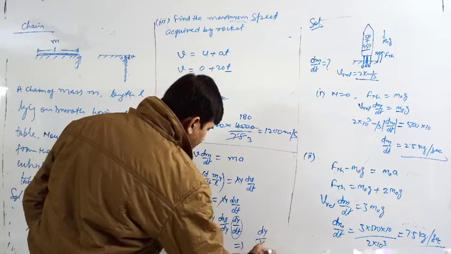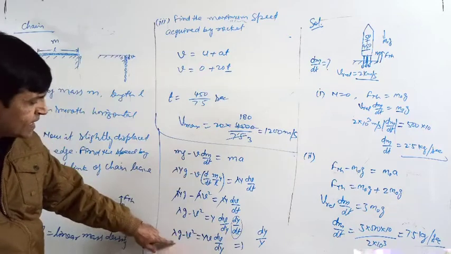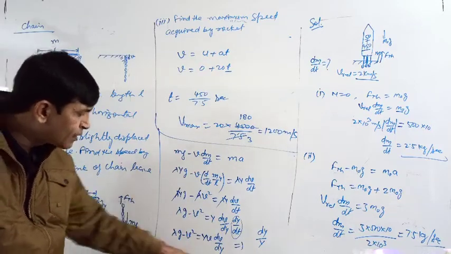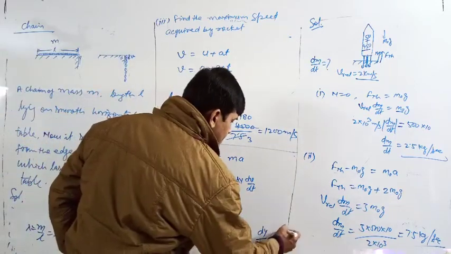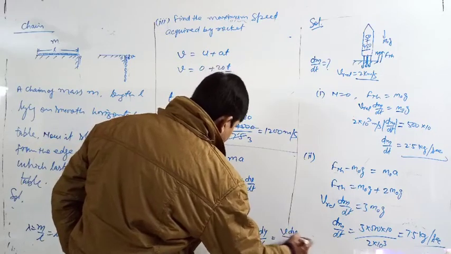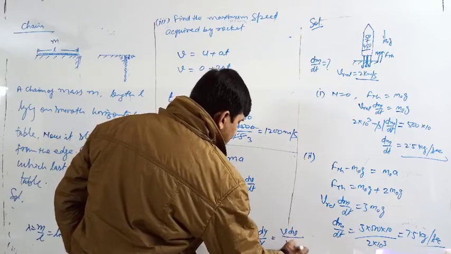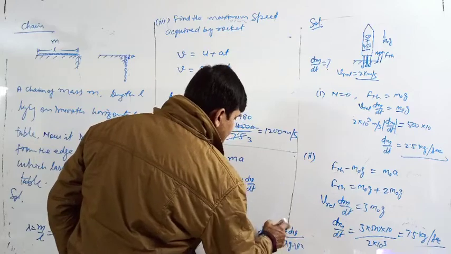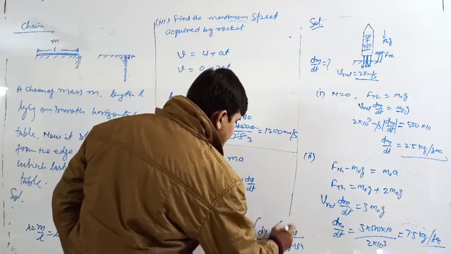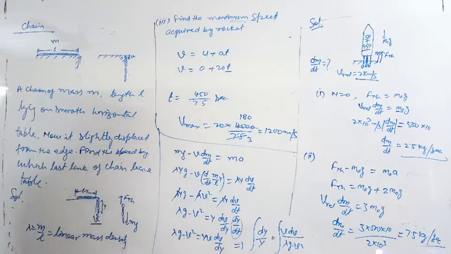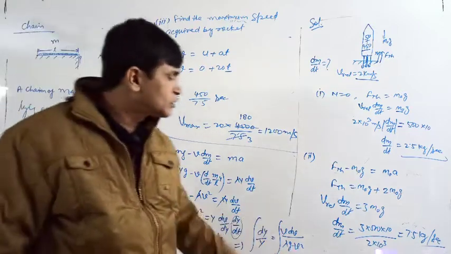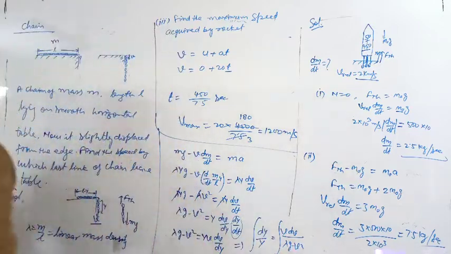Now simplify this. dy by y goes on this side, and the term v dv by lambda g minus v square on the other side. Now integrate. See how we have made this equation. That is very important first. After that, the integration we can do, no problem. The main thing is how we have made the equation.